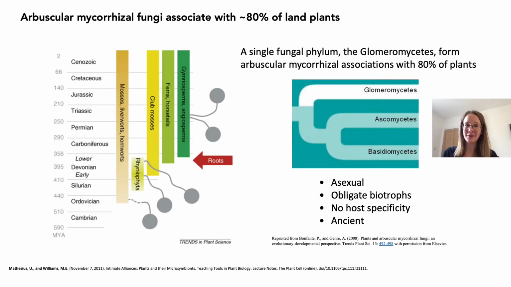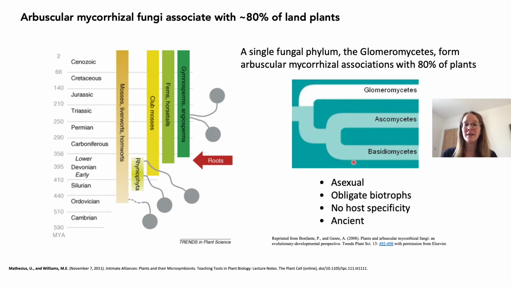Now, the arbuscular mycorrhizal fungi associate with most land plants. More than 80% of all land plant species are able to form this symbiosis. So really, this symbiosis is all around you. And it's established with just a single fungal phylum, the Glomeromycetes. That's a sister clade to the Ascomycetes and the Basidiomycetes, and only contains about 250 different species. So it's not very many fungi that can establish this symbiosis.